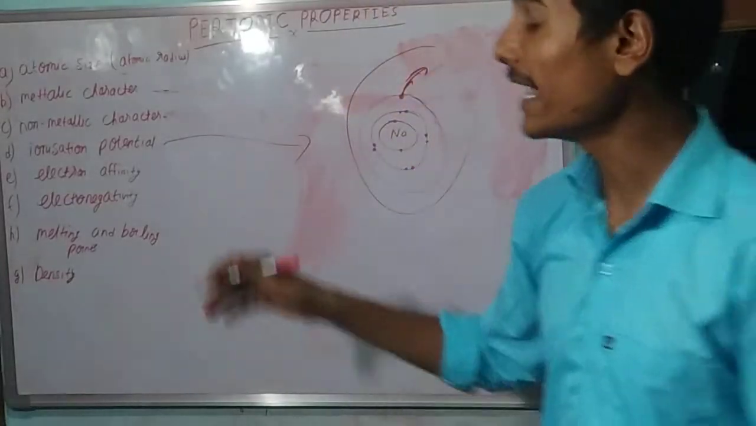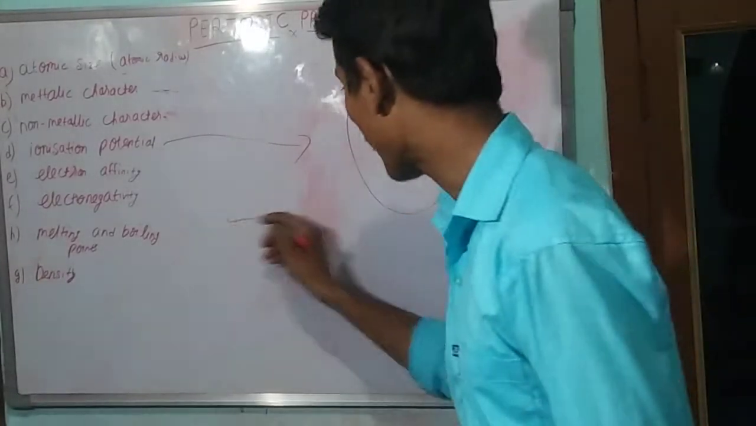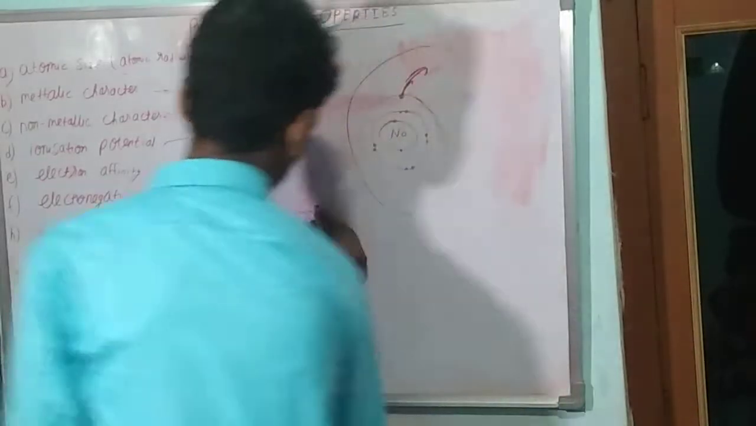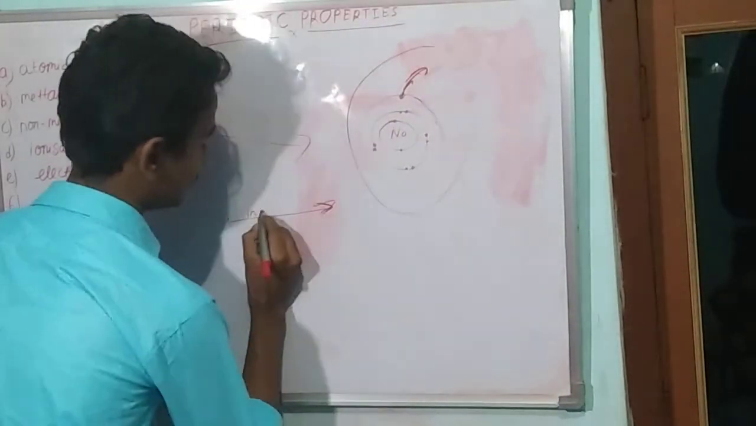Then how does it vary across a period or down the group? Across a period, ionization potential increases.